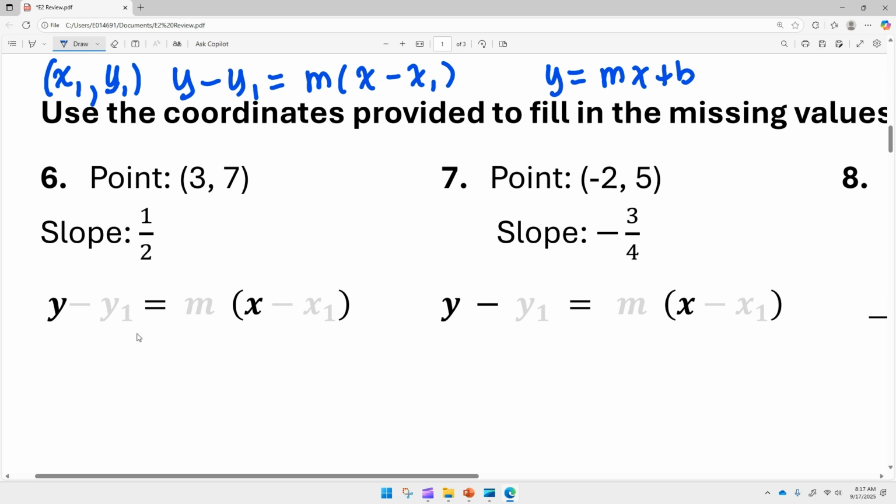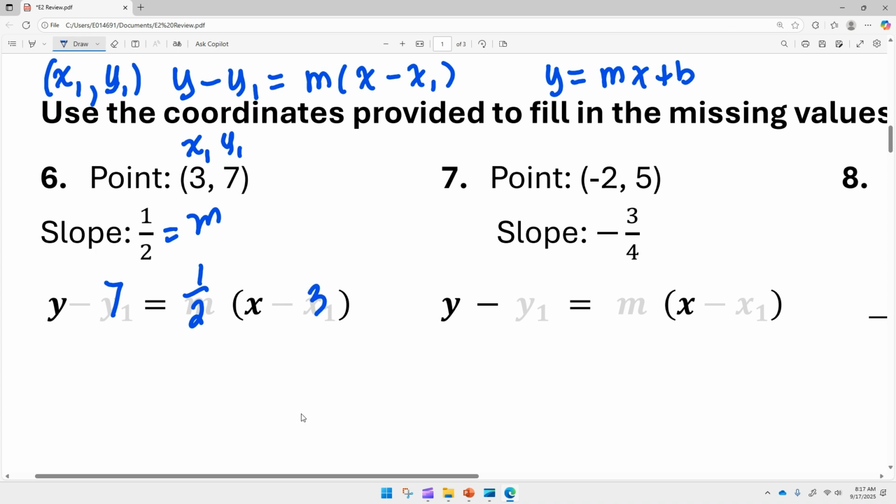Now, the slope is really easy. It's straightforward. We're just going to replace the slope, which is our m value, right here on the other side of the equal sign in front of the parentheses. Now we're going to talk about that point (3, 7). So the 3 is our x1 and the 7 is our y1. That means I'm going to put the 7 on the left side with the y, and I'm going to put the 3 on the right side inside the parentheses with the x.